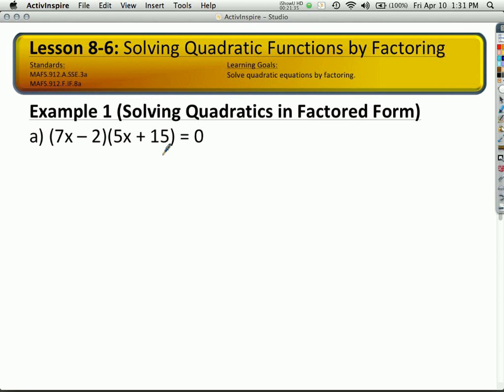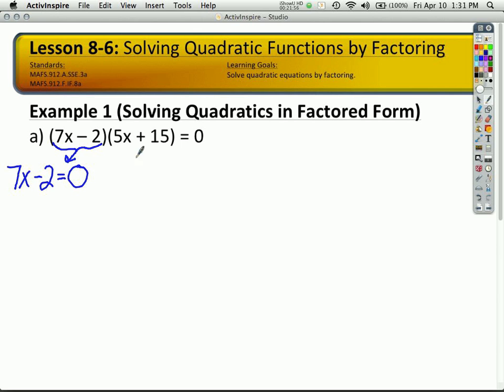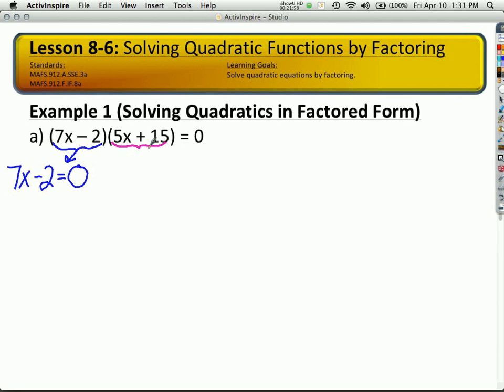So to do that, what we actually do is take each factor by itself and set it equal to 0 and solve it. So we're going to take this factor, 7x minus 2, set it equal to 0, and solve it. Then we're going to take the other factor, 5x minus 15. We're going to set that equal to 0 and solve it. The two results will be the two solutions to the quadratic.